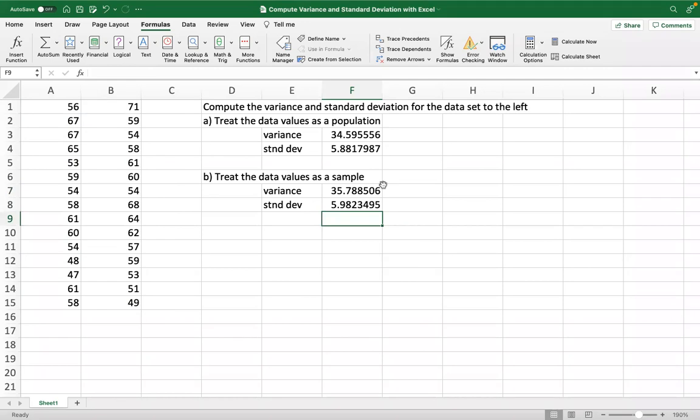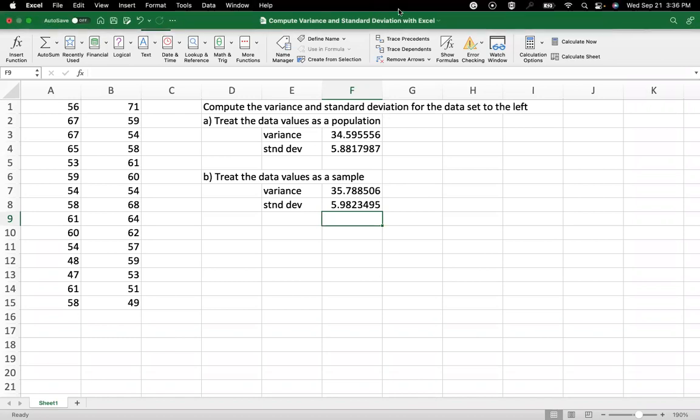But if you're looking for a specific calculation, it does matter whether you are dealing with a population or a sample. So pay attention to the wording so that you make sure you use the right formula when you're working in Excel.